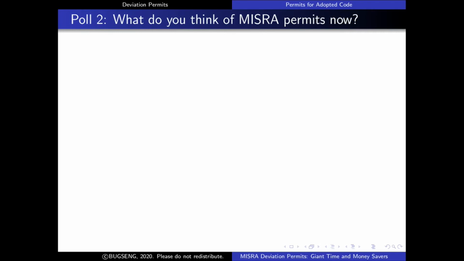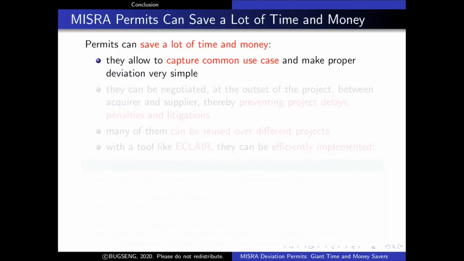Very good, very good. Okay, so it's time to go towards the conclusion. Let me stress the following point. The title of the webinar is that permits basically can save a lot of time and money. So let me explain again why. Because they capture common use cases and make proper deviation very simple. Of course, one of the problems that I may imagine, for people who responded that they have to convince management, is that this may be problematic.